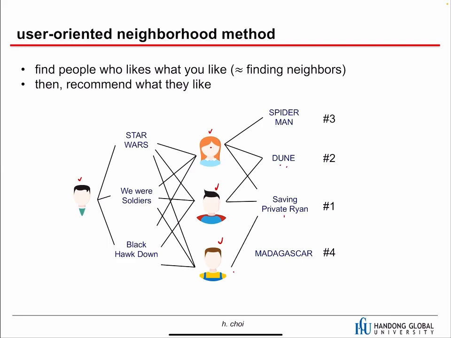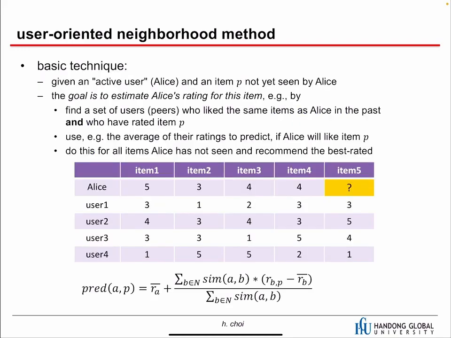And so when we recommend what they like the most, in this figure, they like Saving Private Ryan the most. So we recommend this one as the first movie, and this one as the second and third and fourth. So basically, we find the neighbors and then we check what these neighbors like. Okay, and then we recommend the video that the neighbors like the most. That's the main idea.